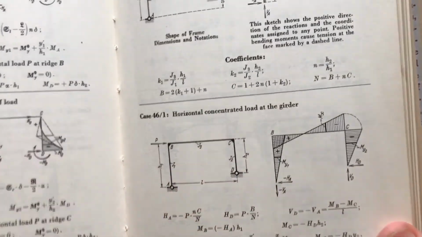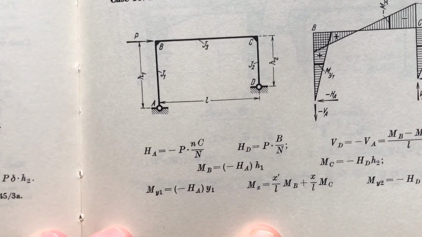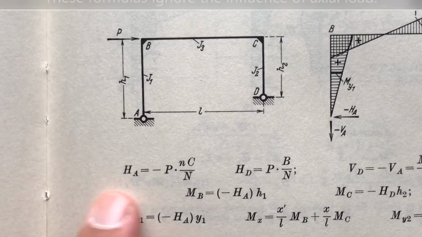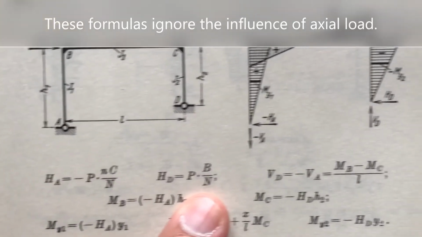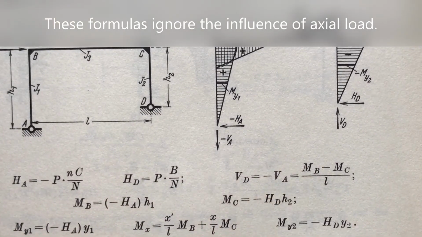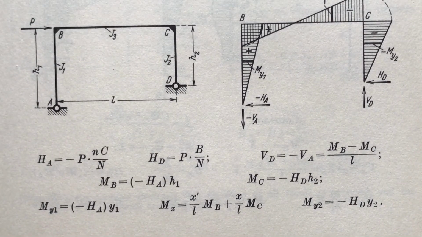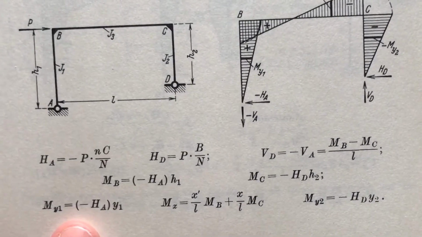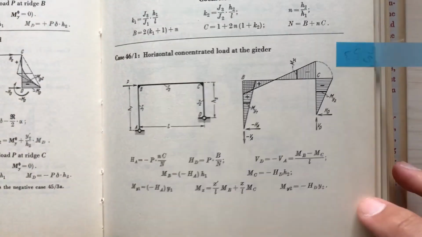Now I'm going to apply this scenario. Do you see this? Case 46/1. The horizontal reaction at A, use this formula. Horizontal reaction at D, use this formula. Vertical reactions, use this formula. He's probably giving me more than I need here. I just want to calculate the reactions, so I'm going to use the formulas for H sub A, H sub D, and V sub A and V sub D. I think that's all I'll need for this example. Did you get all these formulas? Because I'm going to use these.